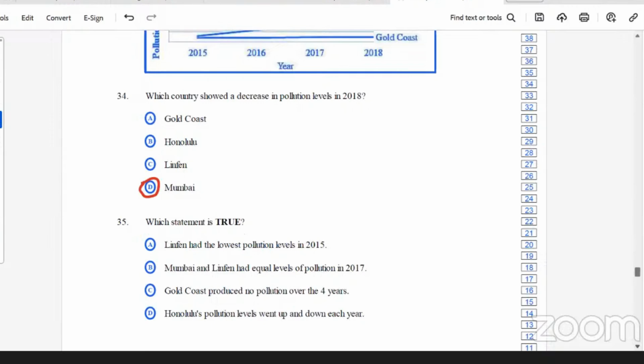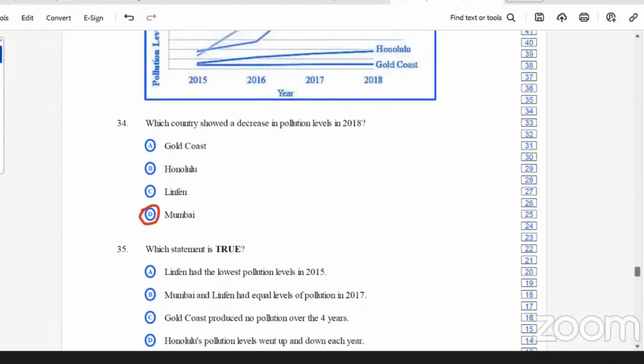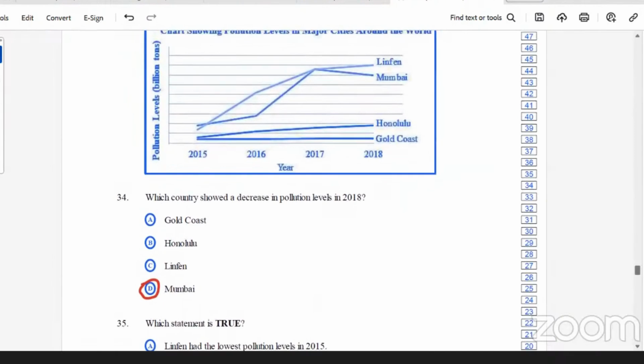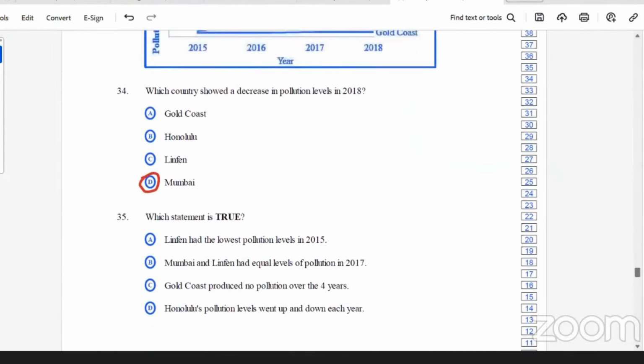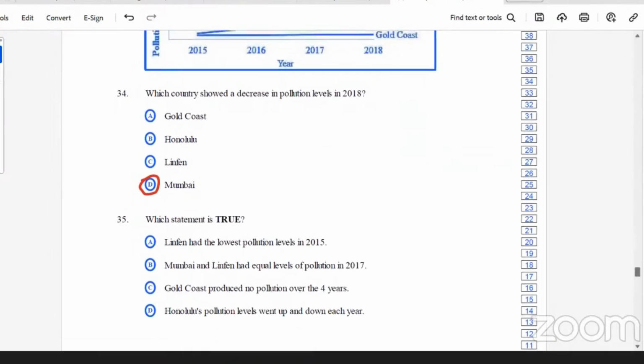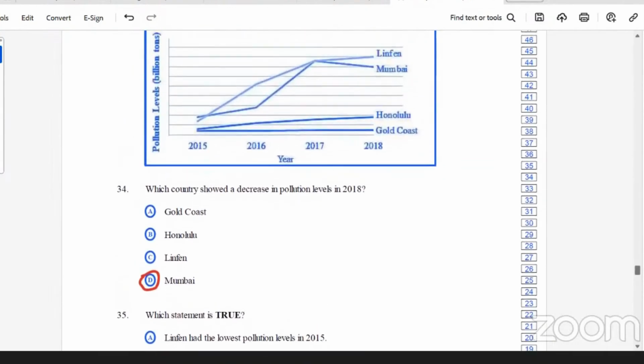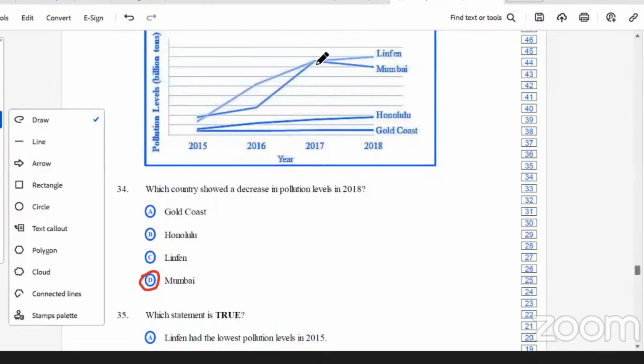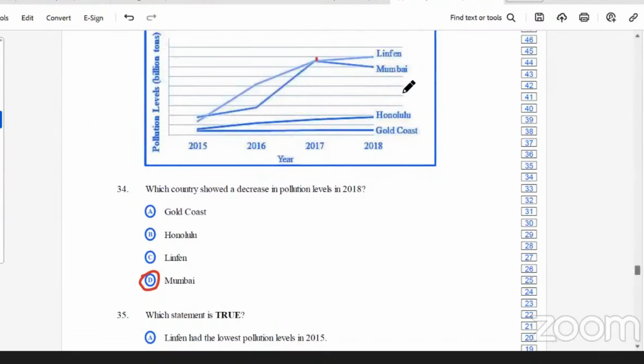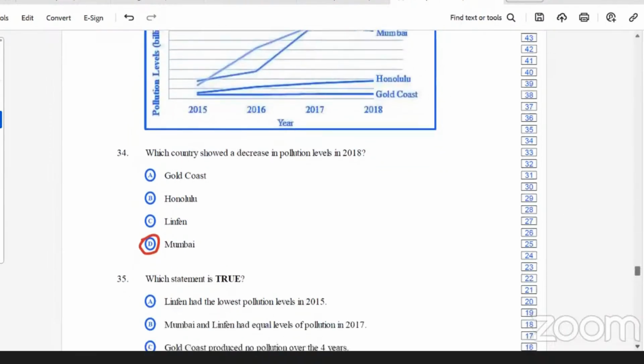Which statement is true? So, looking at different things here, Linfen had the lowest population levels in 2015. Let's go back to Linfen and see. We're going to have to make some comparisons now. Where's Linfen? No, it had the highest, so that's not true. Mumbai and Linfen had equal levels of pollution in 2017. And we can see here from this point that they were the same. So that would be correct. They both had the same level. All right, so we don't even need to do anything more. We have found our answer.